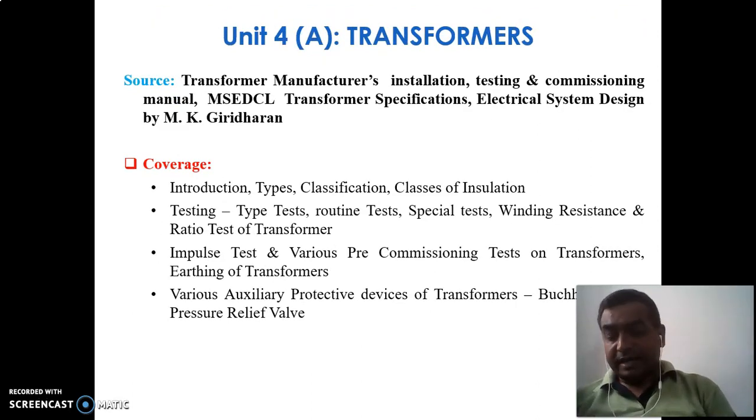Unit 4 Part A discusses various aspects of transformers. The transformer is the most vital element of the electrical power system. So it is very important to understand the various aspects like the types, classification, insulation classes, its testing, then various pre-commissioning and post-commissioning tests, earthing of transformer. Apart from that, we are going to discuss the various protective devices which are used for the protection of transformers here.